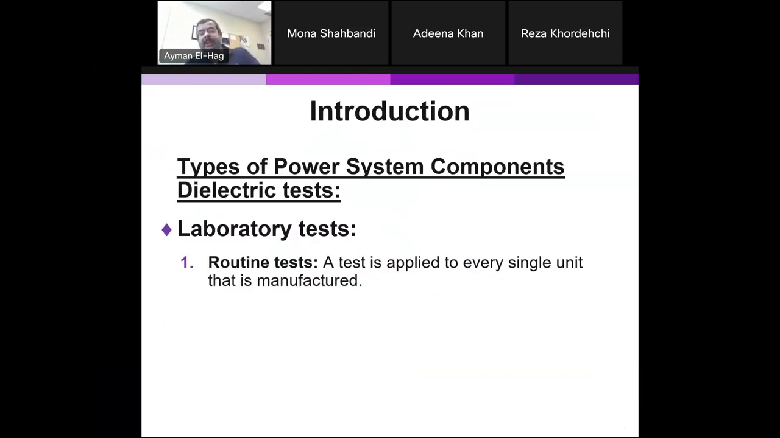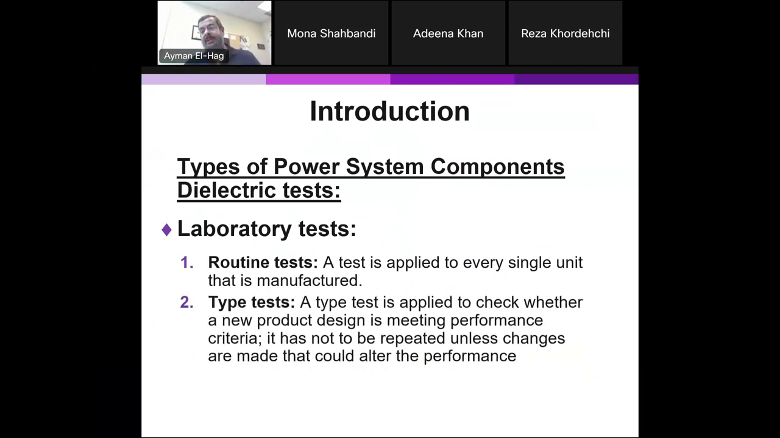Tests that are done at the premises of the manufacturer are classified as follows. The first type is called routine test. Every single component has to go through this test. You manufacture 100 units, you have to test the 100 units, all these types of tests. Then there is something called the type tests.